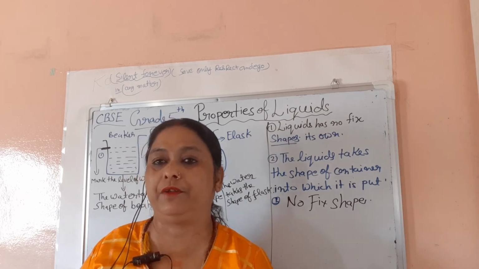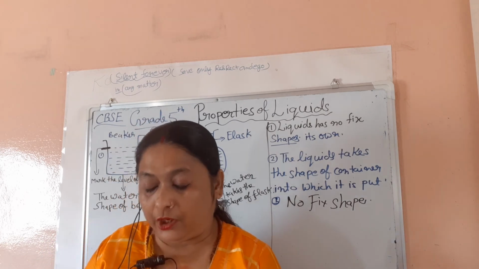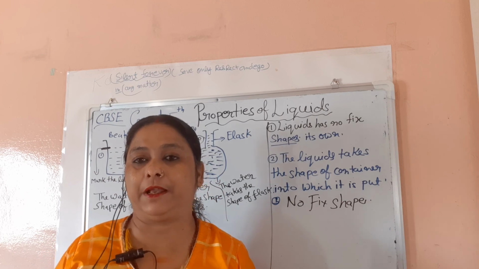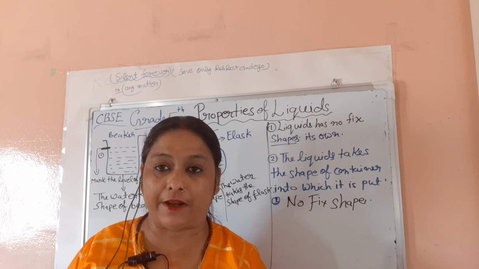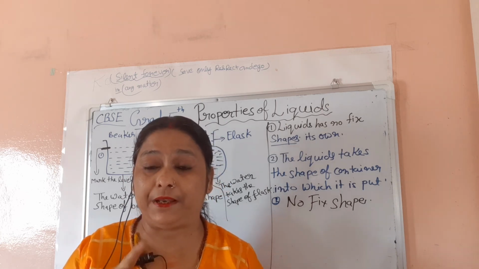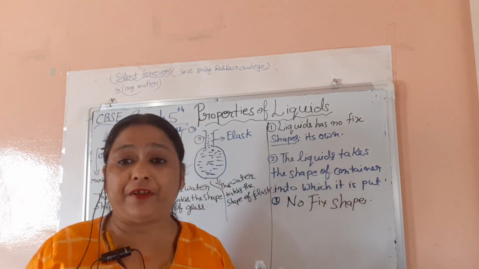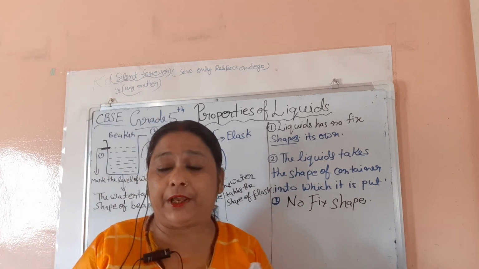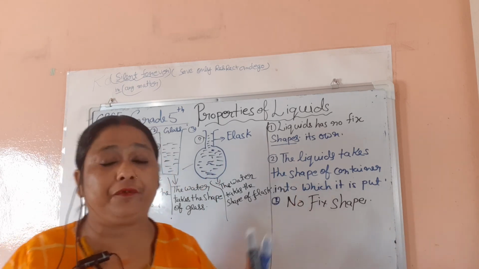For the next video in this series, we will learn that liquid has a fixed volume and how we can prove it with an experiment. So in the next video we will know that liquid has fixed volume but the shape is always changeable, because liquid has no fixed shape of its own. The liquid takes the shape of the container into which it is put.